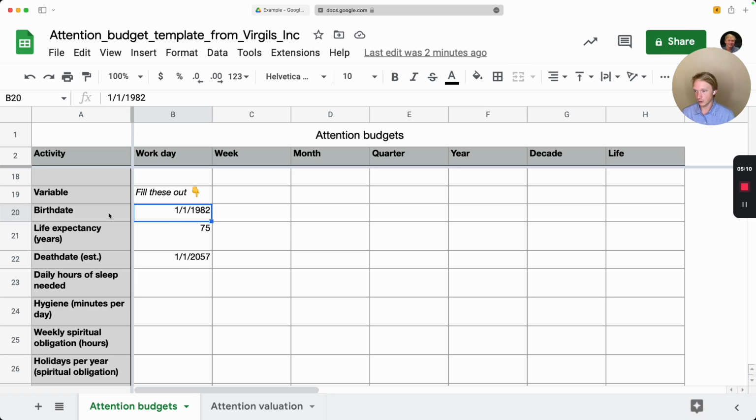First thing, birth date. I think the average American I looked up is around 40 years old. So I just have this as the placeholder, but I'll put in my birth date, which is October 9th, 1991.